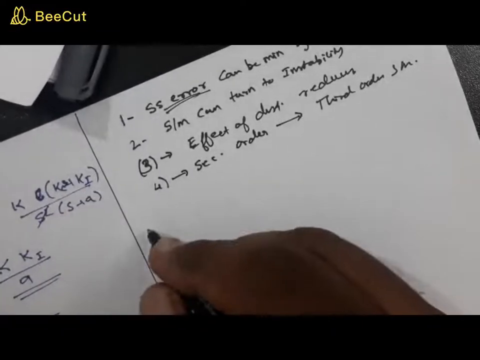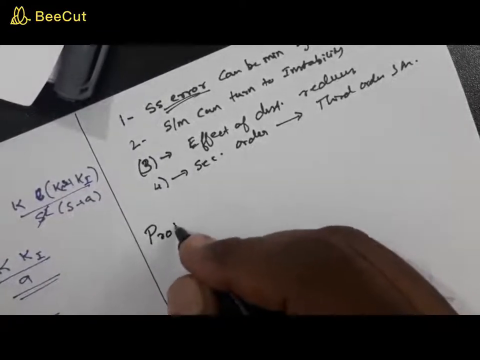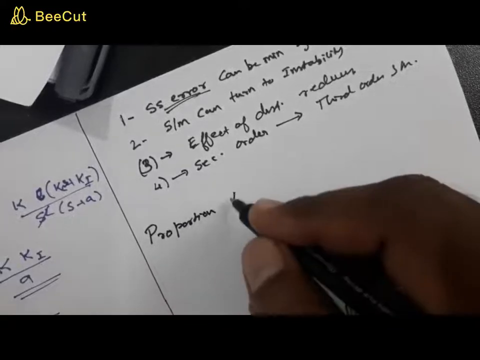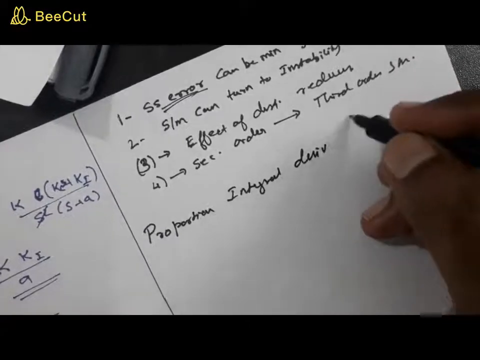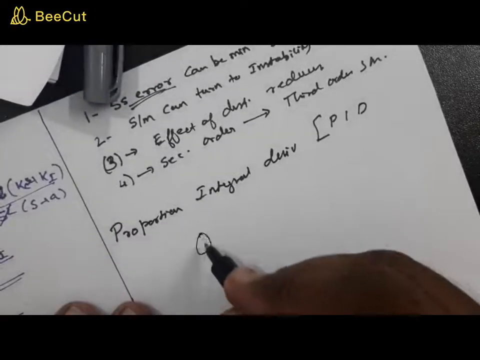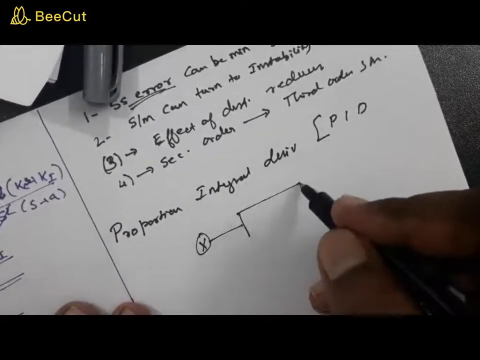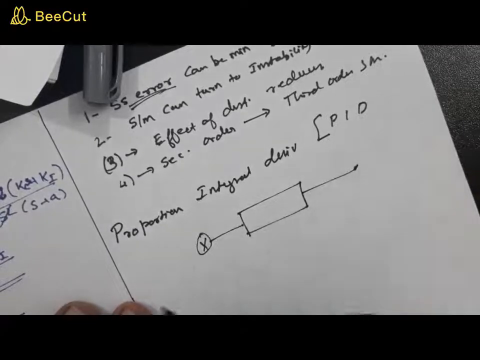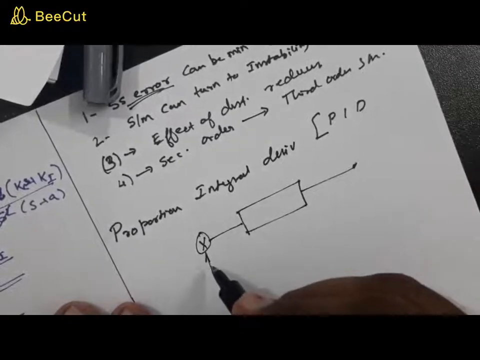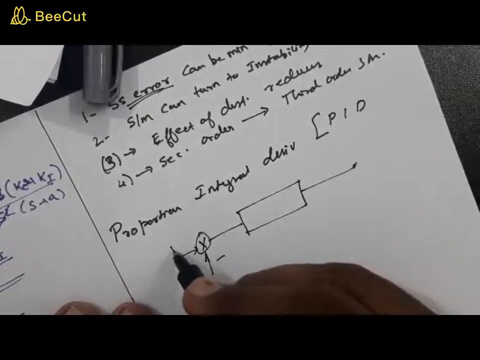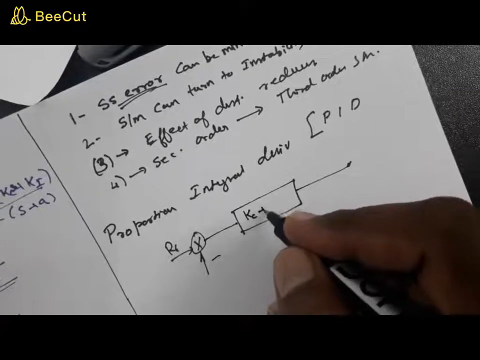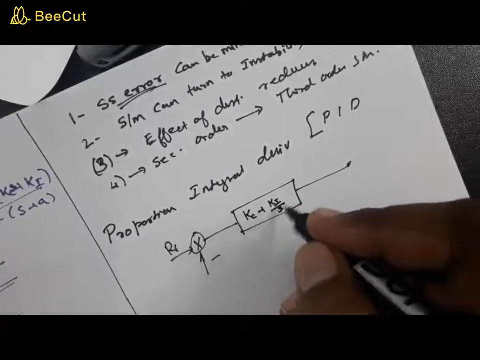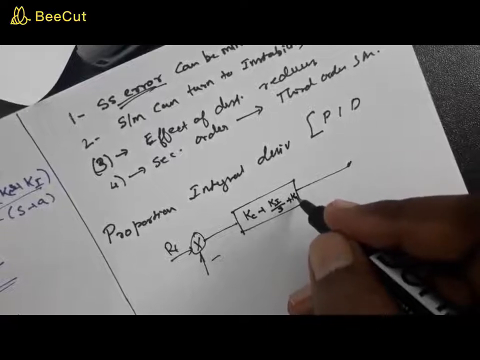Now finally coming to the last combination, which is the proportional integral derivative controller, or in short it is called a PID controller. Now the basic block diagram, or the part of a block of a system containing a PID controller, can be drawn as, say this is negative, this is R of S. So this is actually Kc plus Ki by S plus Kd into S.